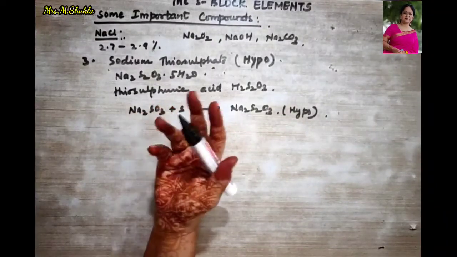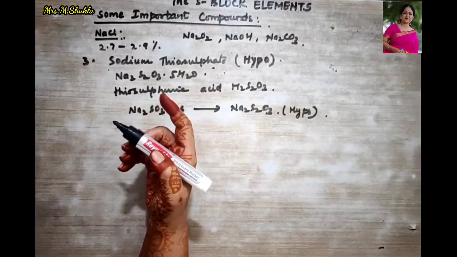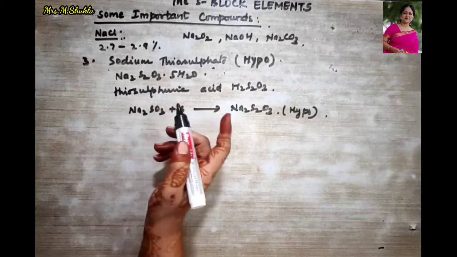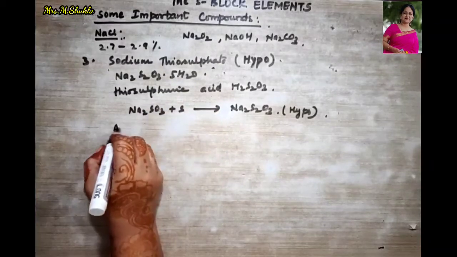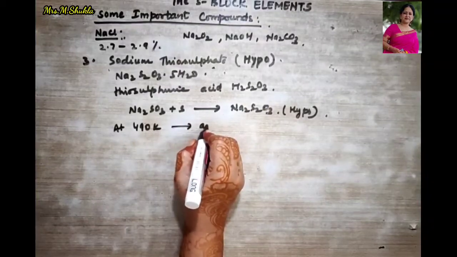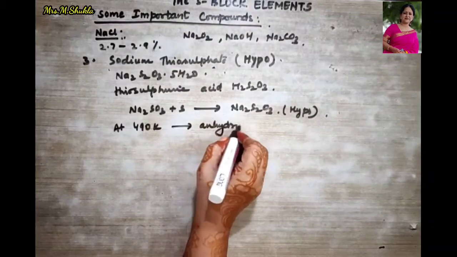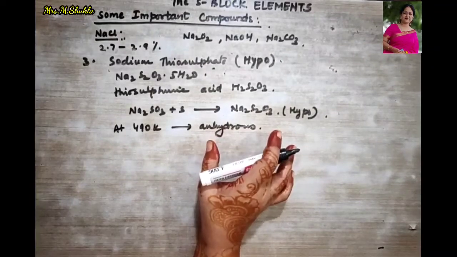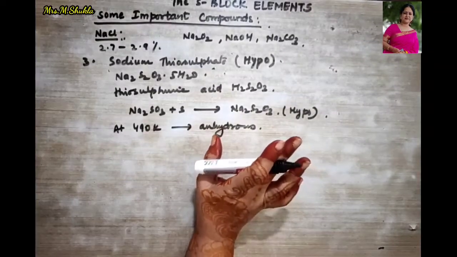Now let us see, it is a white crystalline solid, right? And its melting point is 320 Kelvin. At 490 Kelvin it becomes anhydrous, or powdery form. It is highly soluble in water also, okay?